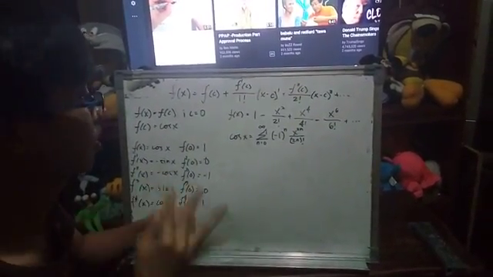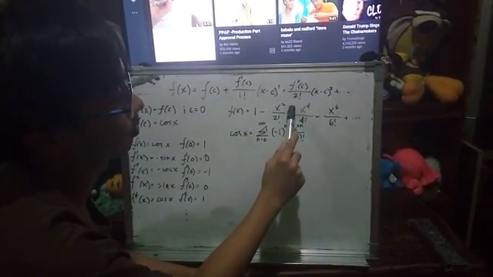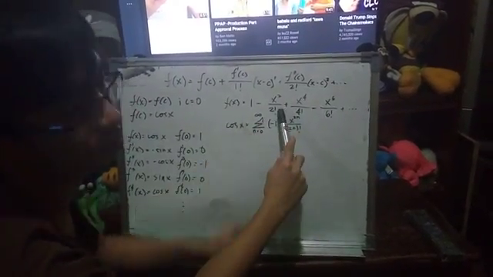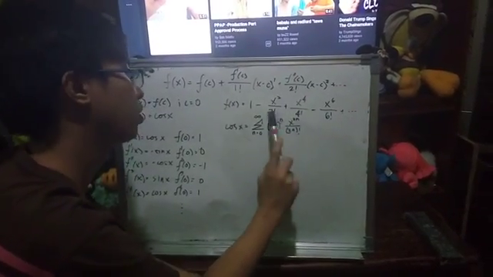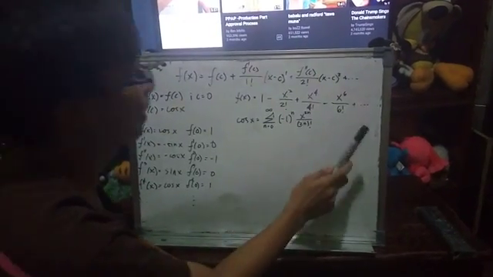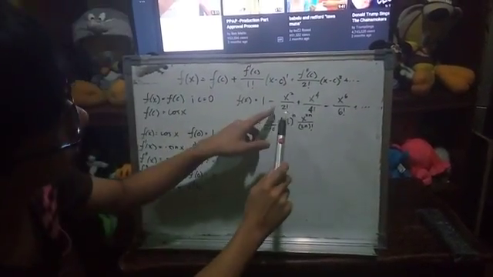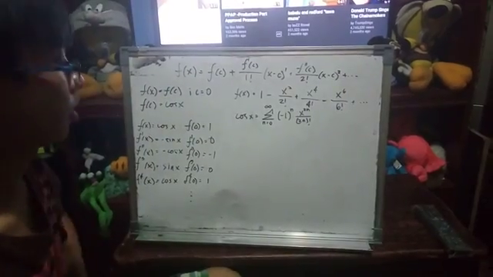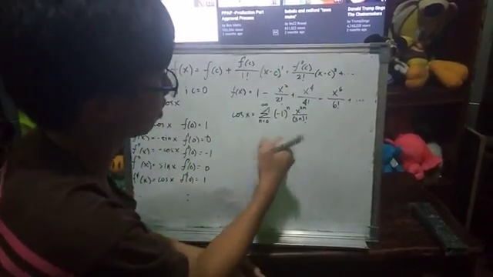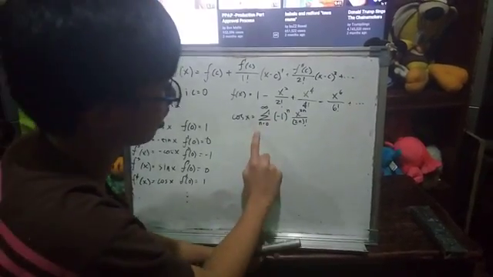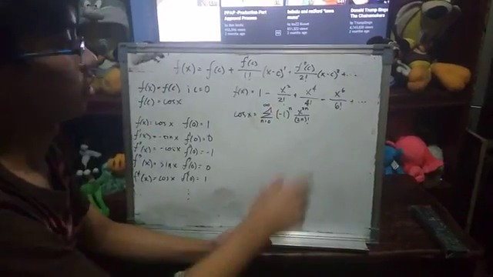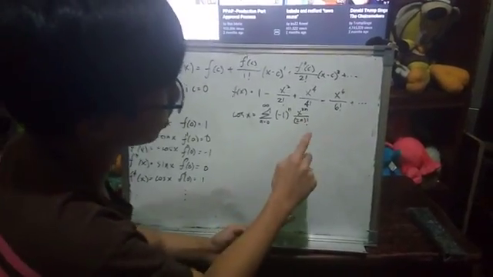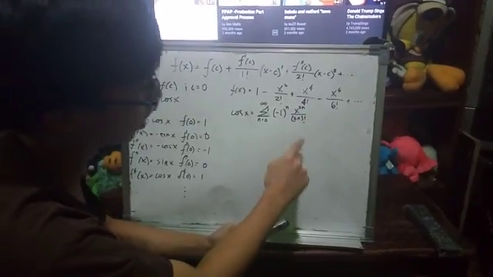As we can see, our exponent is even: 2, 4, 6. The same goes for the factorial in the denominator: 2 factorial, 4 factorial, 6 factorial. And you can also observe that our sign is alternating. So we can conclude that cosine x is equal to the summation, n equals 0 to infinity, of negative 1 raised to n times x raised to 2n over 2n factorial.